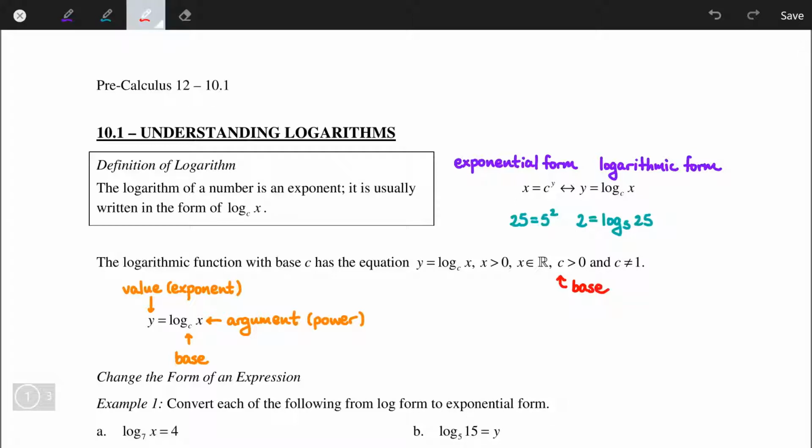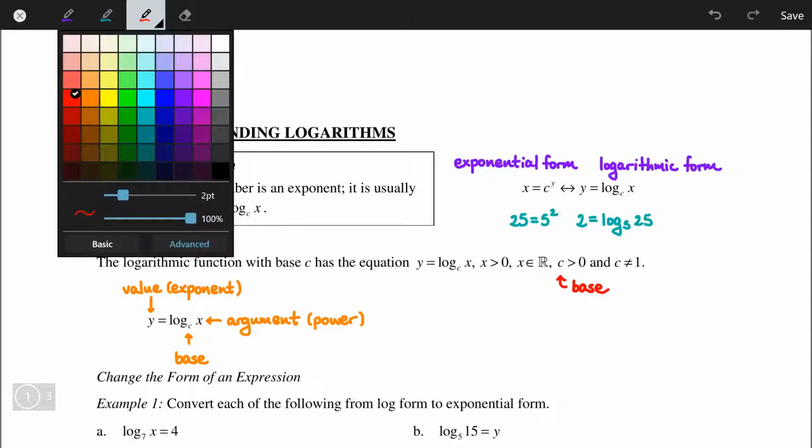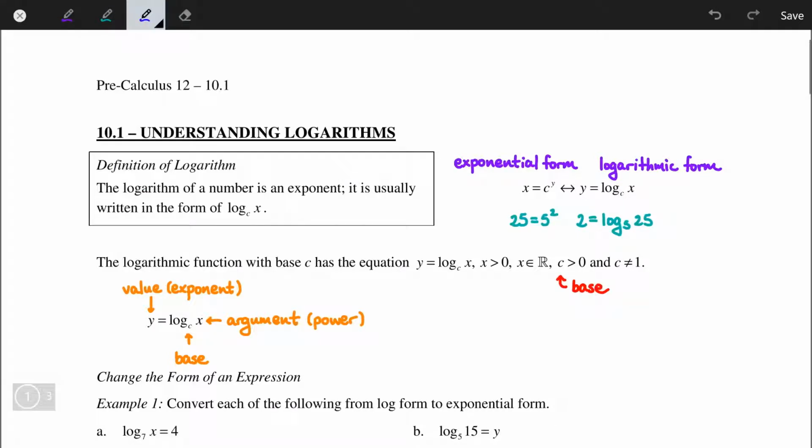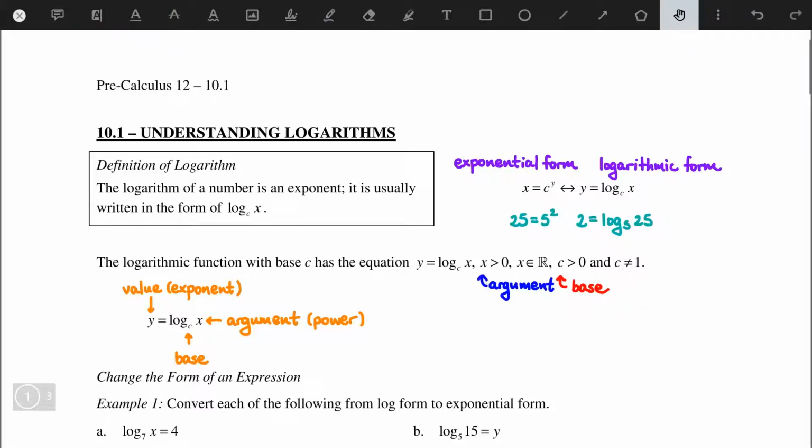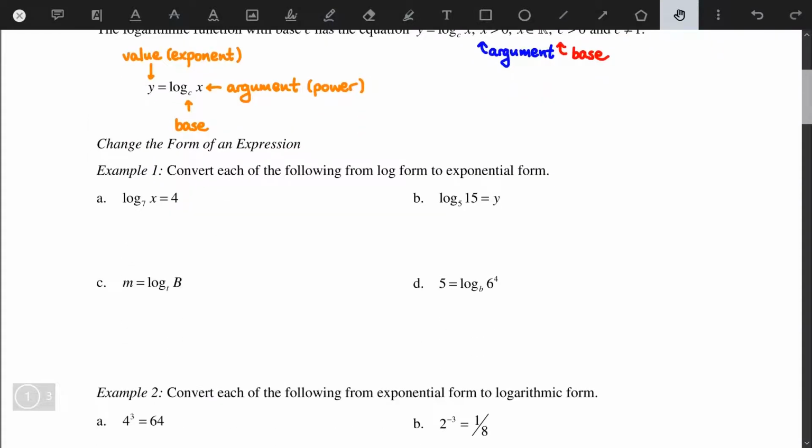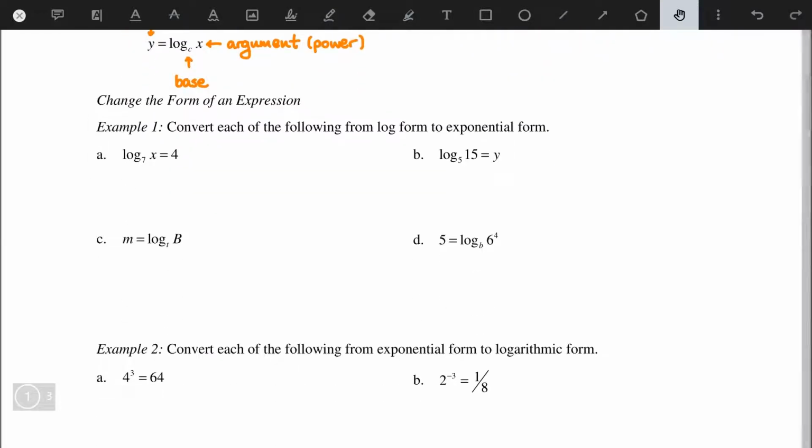Recall that the values of an exponential function are always positive, so here the arguments will be positive always. The value, however, which is the exponent, could be positive or negative. So one of the first things we want to be able to do is to rewrite logarithmic forms into exponential forms and vice versa.